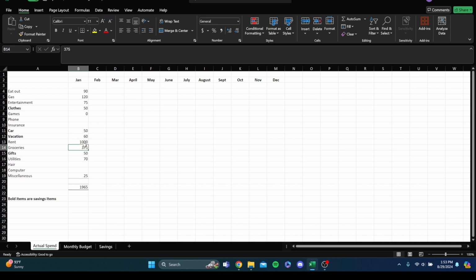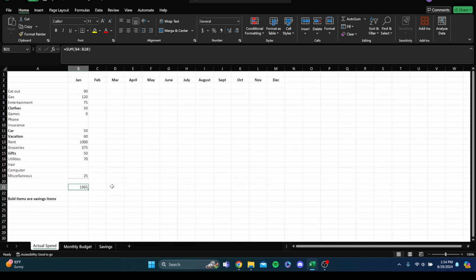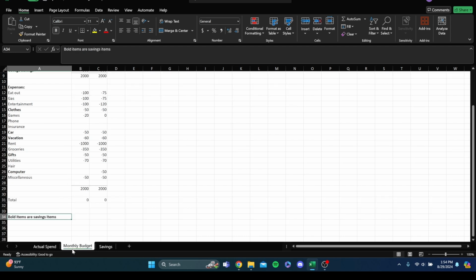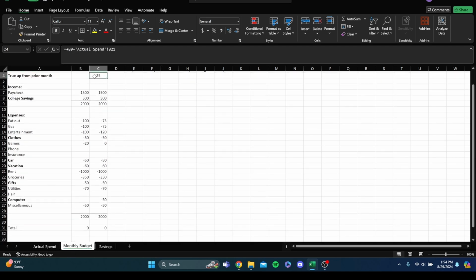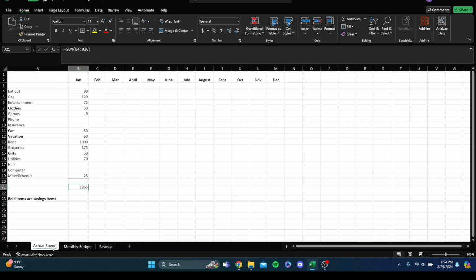Rent, groceries, gifts, utilities, hair, computer, miscellaneous, all that stuff. I total at the end of the month using this equation, right? So you're basically just using a sum equation. You're adding everything up and you're saying, oh, shoot, I spent less than $2,000 for the entire month, right? That's where this number, the true up number, comes from, the total that you spent for the month. And that's where you can do that.